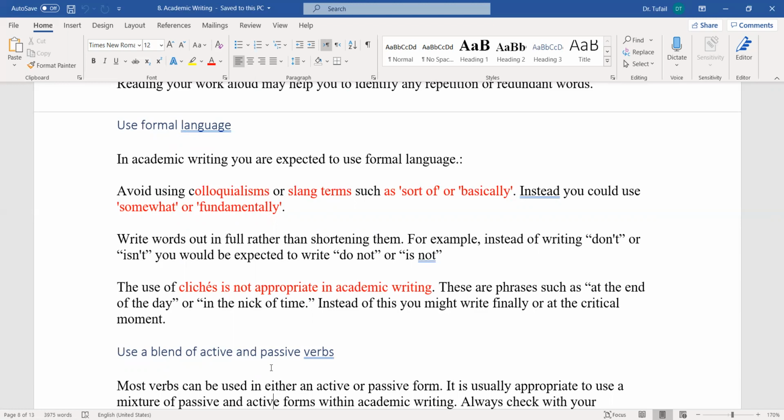And clichés are words or phrases, some catchy phrases, which people have used over and over again. So they have become clichés.